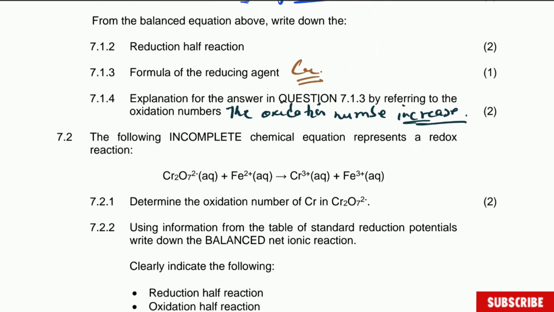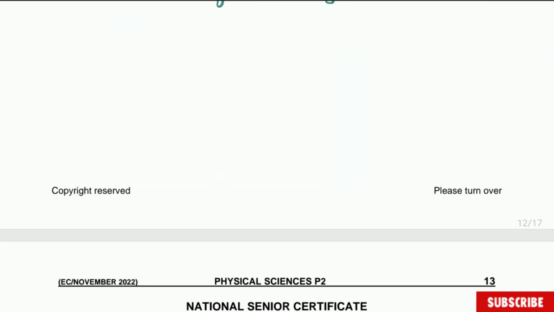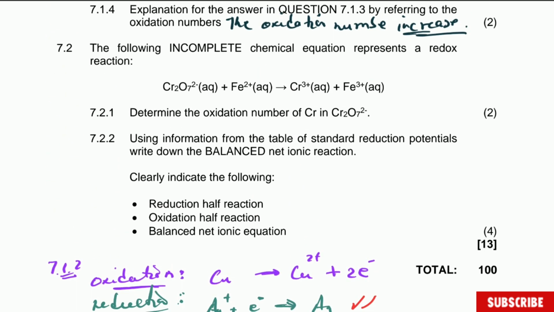Question 7.2. The following incomplete chemical equation represents a redox reaction. And then you have this one. Now, this one could be tricky if they tell you it's either in an acidic or basic medium, then you'll have to start adding either water or hydrogen ions, etc. But in this case, they don't tell you anything about that. So what we're going to do is to use this table, and it's quite simple.